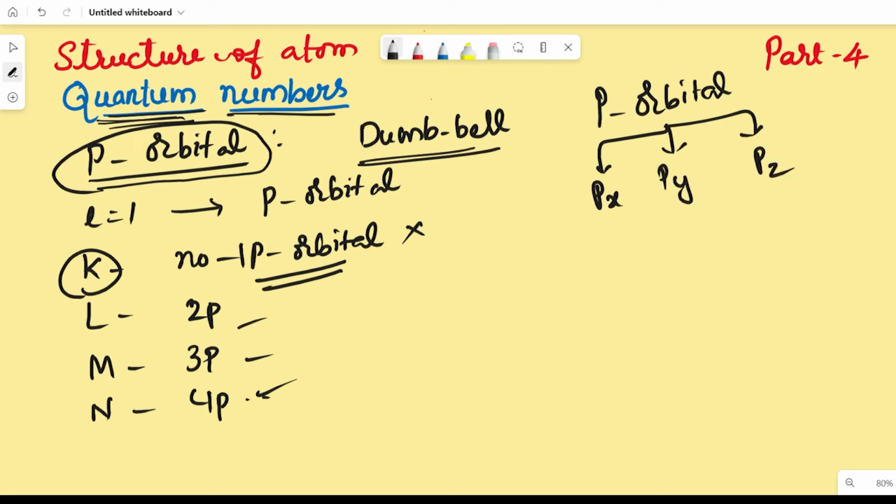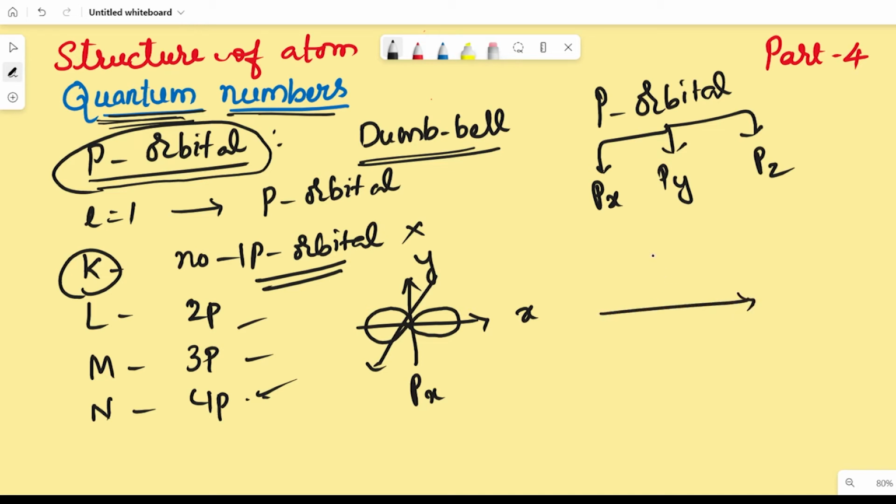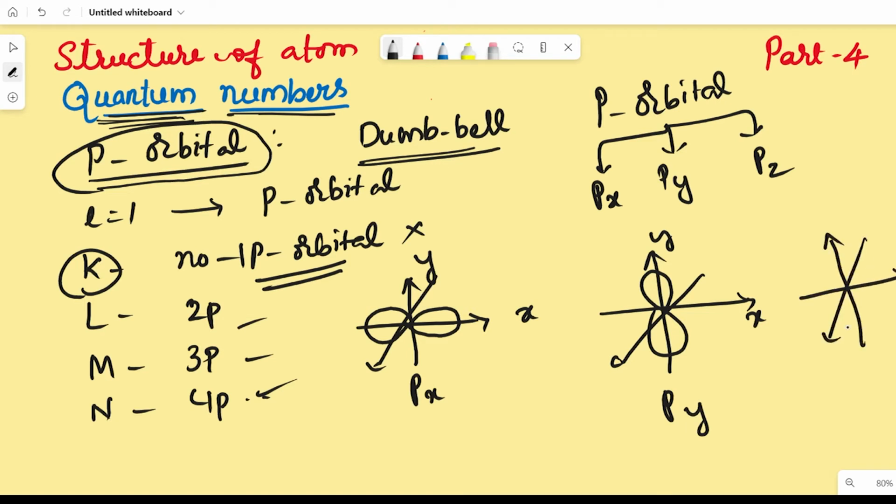So there are 3 types of p orbitals. I will draw the structure also. So on the x-axis, this is px. This is the x-axis, y-axis, and this is the z-axis. This is the px orbital. So this is the py orbital. So this is the pz orbital.